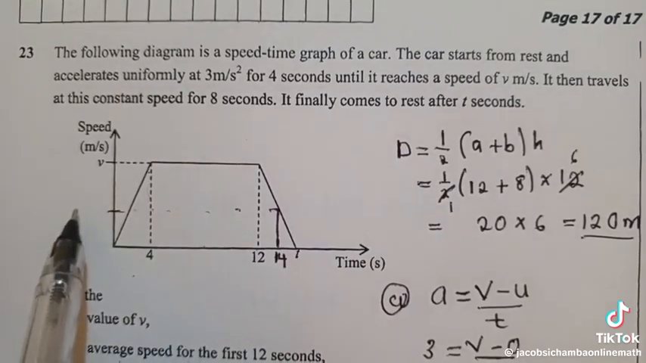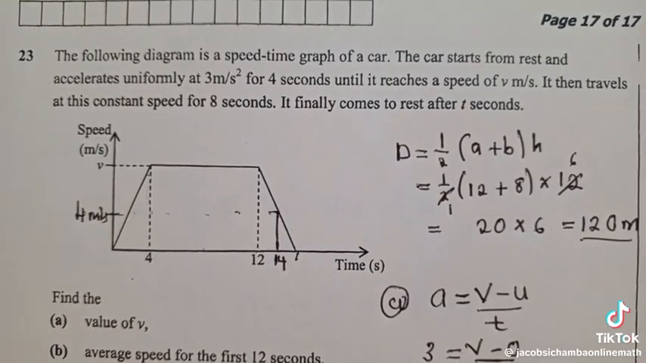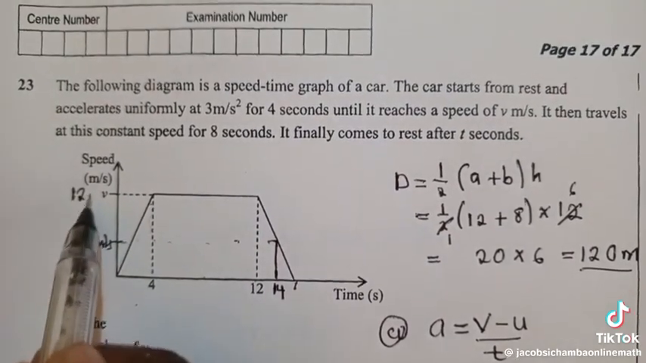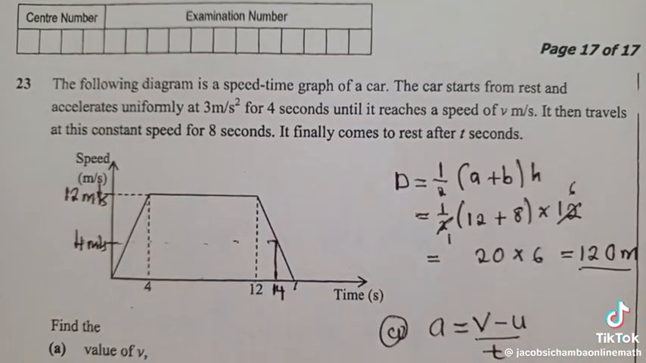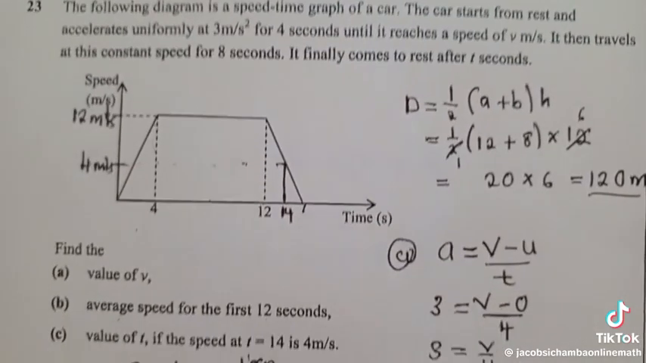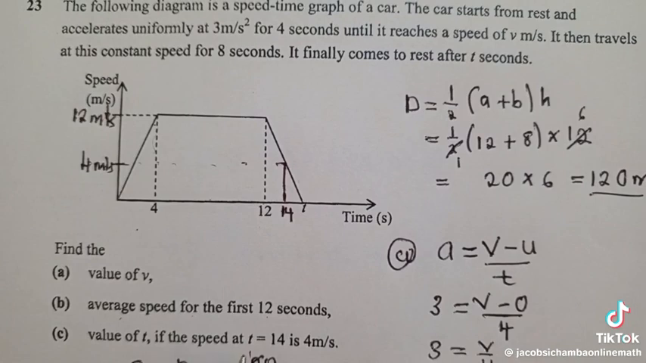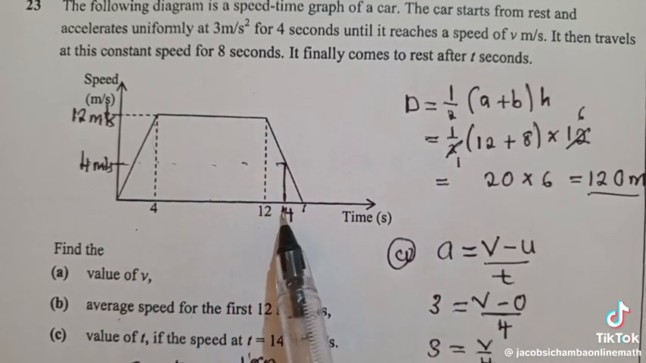Will be equal to 4 meters per second according to what they said. Okay, and of course, we know that at v, the speed here is 12 meters per second. That's at v, okay? So this is a statement they've given us here in question C. They're saying find the value of t if the speed at t is equal to 14 is 4 meters per second. So this is my interpretation. You can see t is 12 here, t is 14.